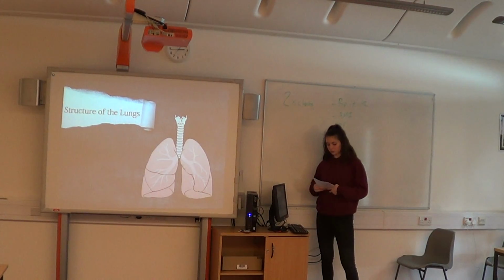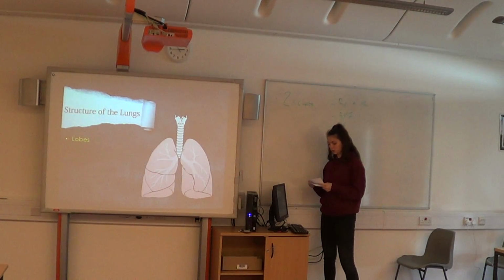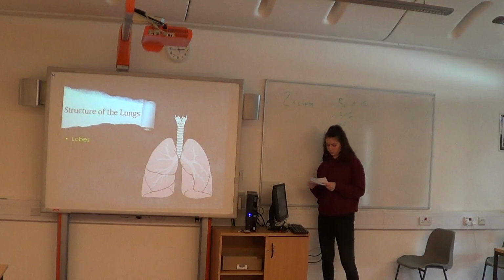So then moving on to the structure of the lungs. They occupy most of the thoracic cavity and are the main component of the respiratory system, with the heart located slightly to the left, which is what causes the left lung to be slightly smaller. So the first is the lobes. We've got 2 on the left side and 3 on the right, and this is because the left has the cardiac notch, which makes room for the heart.